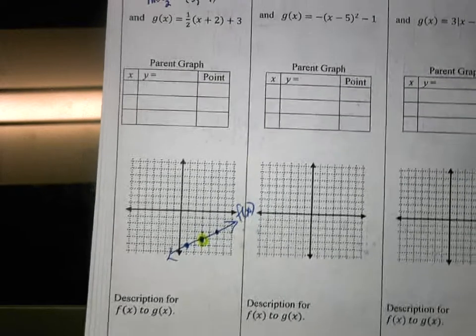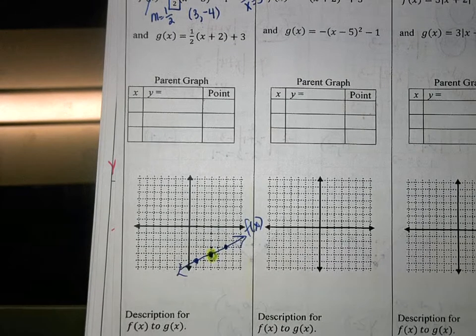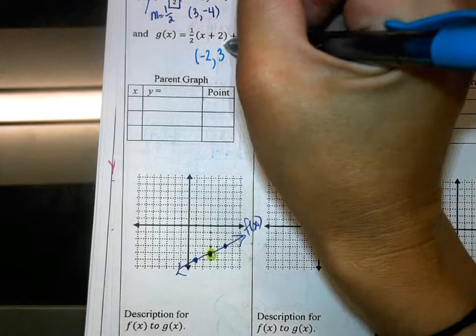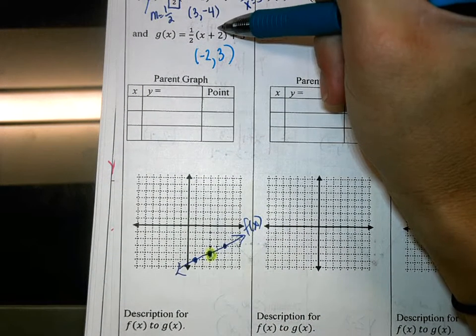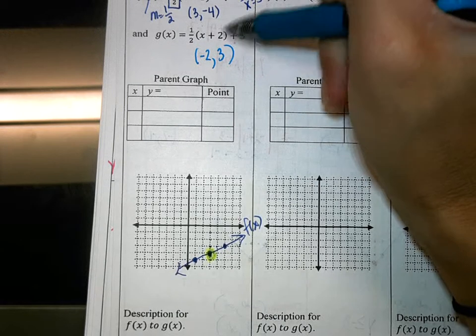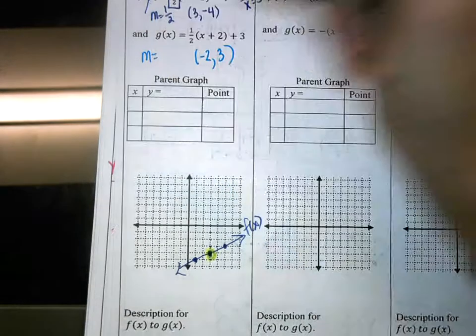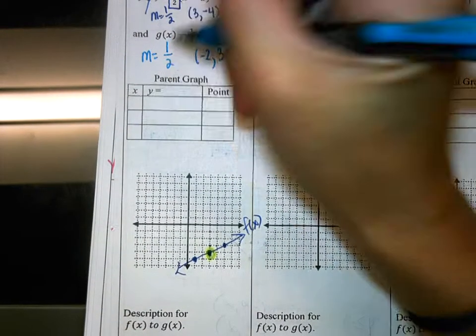So now g of x. What is my starting point for g of x? -2, 3. Again, x plus 2, set it equal to 0. You get x equals -2. And then the number not in the parentheses, that is the y part of my starting point. My slope for this one is also 1/2.